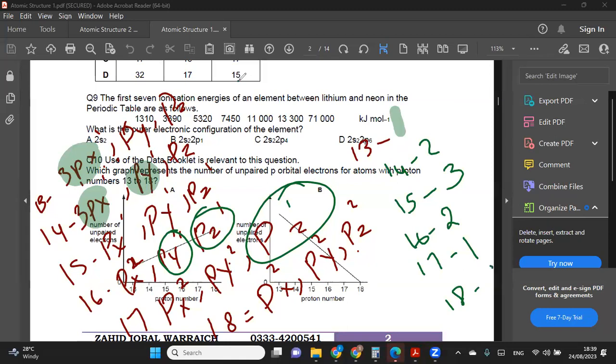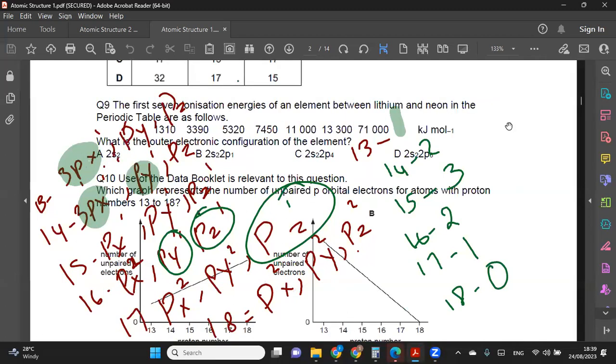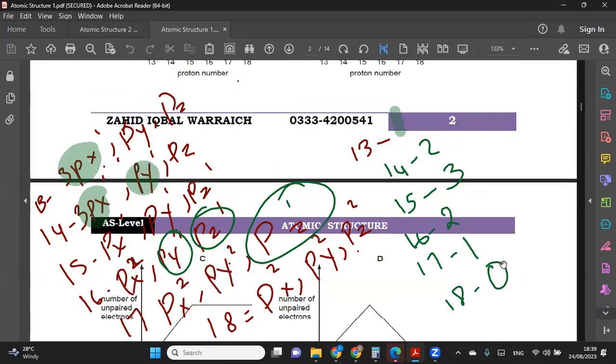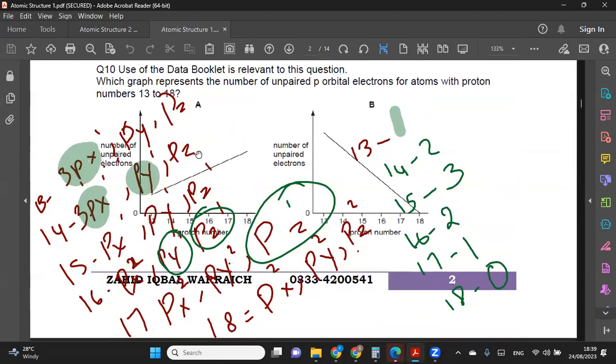There are none. They're all paired. Now we have to look for a graph that matches this shape. So we should see it go 1, 2, 3 and then 2, 1, 0, right? So these two don't match, right? In this graph, we need to see a graph like this.